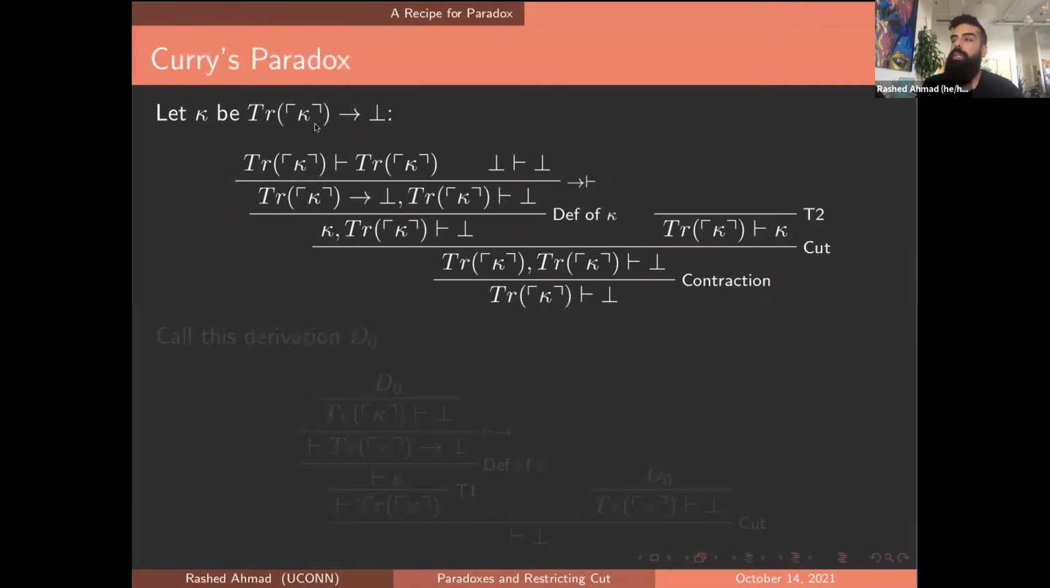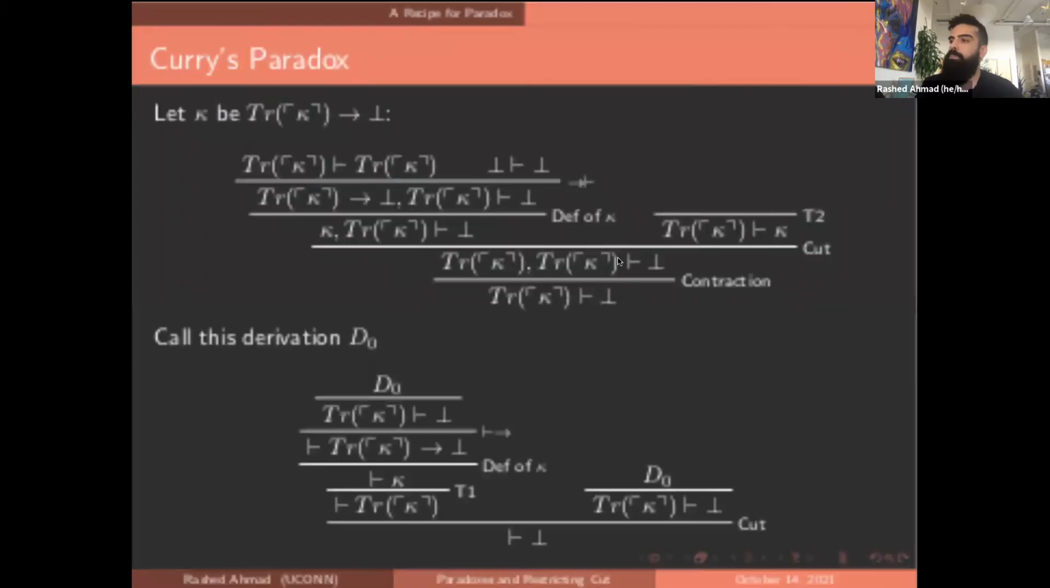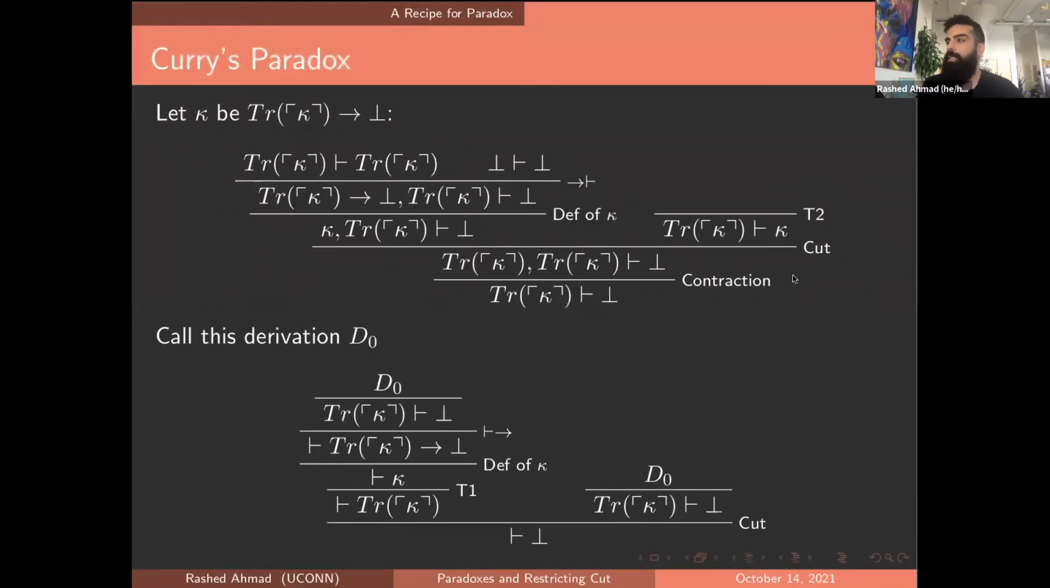Similarly, Curry's paradox uses arrow rules, definition of kappa, truth rules, and contraction and cut. Sorry, this cut is not necessary, but this one is, because we can use the other form of T2. Again, this is your usual Curry's paradox, a little bit longer because there's no full transparency.